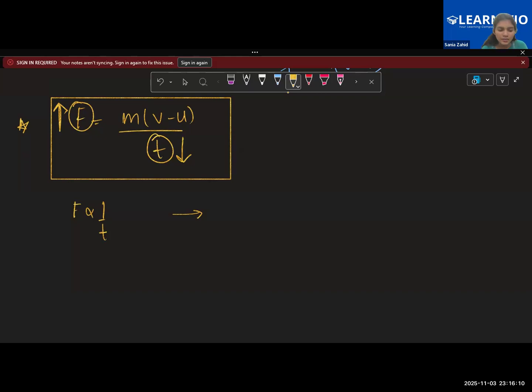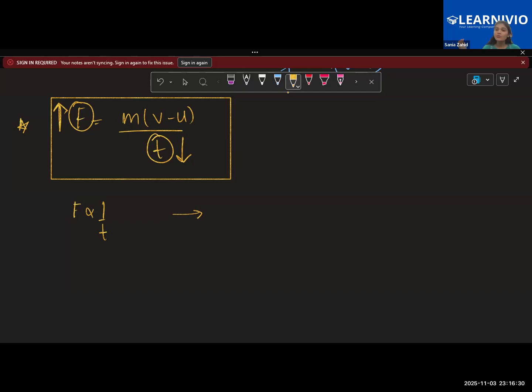I need to increase the time. So what can be the example for this? Whenever you are catching a ball, what do you do? You catch a ball and bring your hand backwards. What do cricketers do? The bowlers, what do they do? They catch a ball and they bring the hand down.